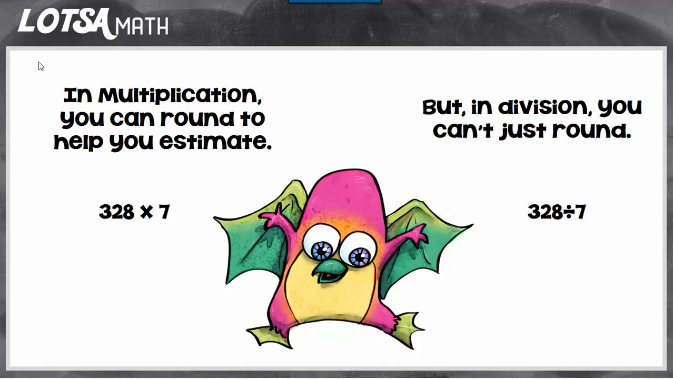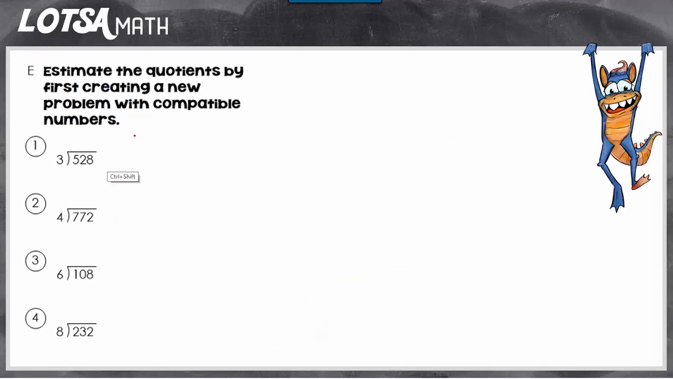But in division, you can't just round. Look what happens if you just try to round. You end up with 300 divided by 7, and that is just not an easy problem to solve. You can't do it easily in your head, so if you were to do this problem, you're not really estimating. So let's see what you would do when you want to estimate division problems by making a new compatible number.